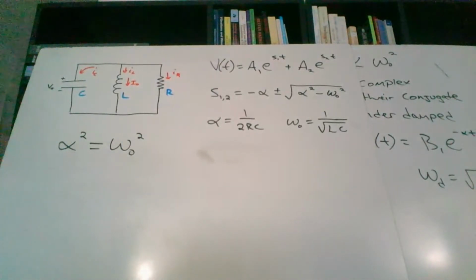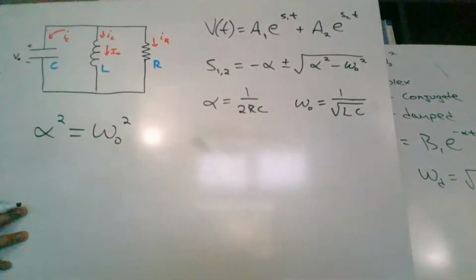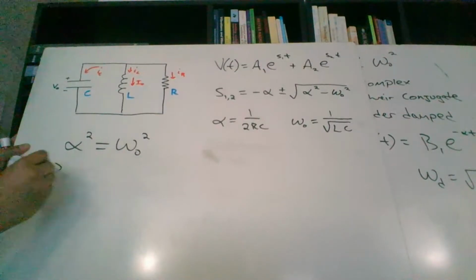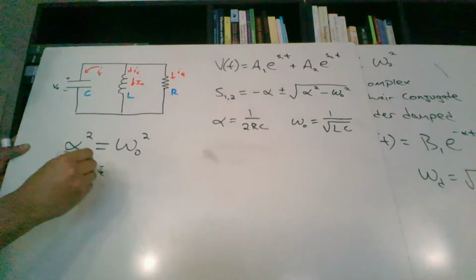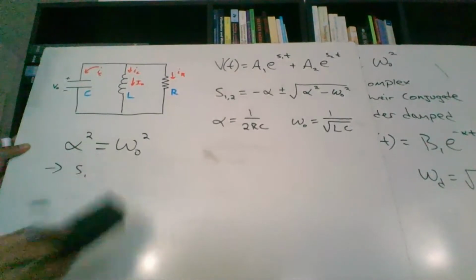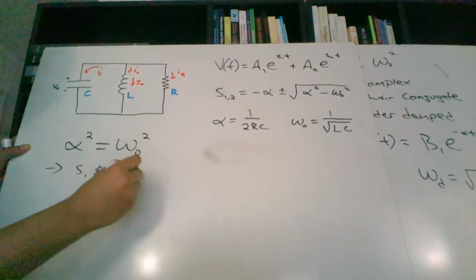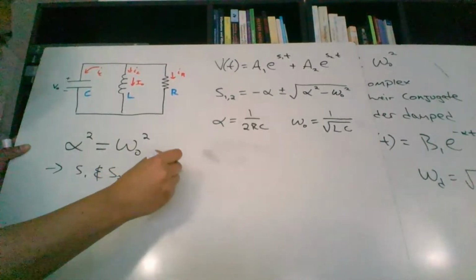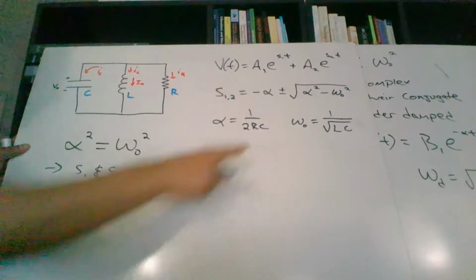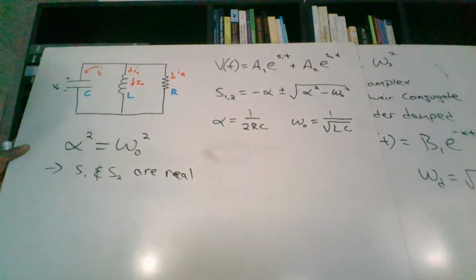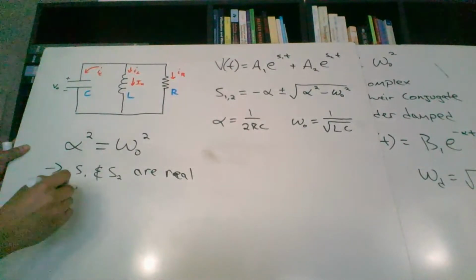Okay. So in that situation, what do we have here? If these two are equal, then we would say that s1 and s2 are real. They're real numbers because the square root of 0 is 0. And they're equal.